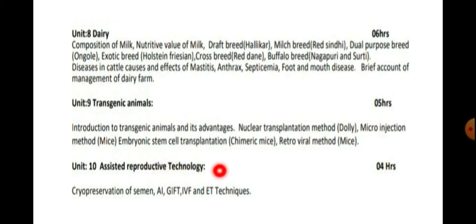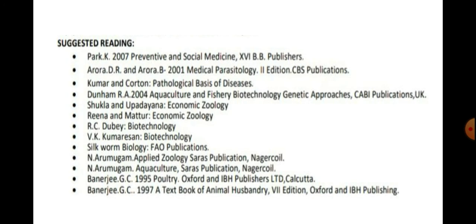Then you will study different techniques of assisted reproductive technology. First is the AI technique, that is artificial insemination, then the GIFT technique, that is gamete intrafallopian transfer, IVF, that is in vitro fertilization, and the embryo transfer technique. ET means embryo transfer. These are the different assisted reproductive technologies which can be used mostly in dairies, in poultry, in pisciculture and so on. So this is about your unit, and these are the suggested readings.